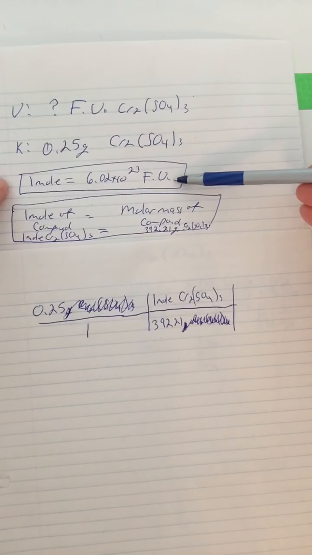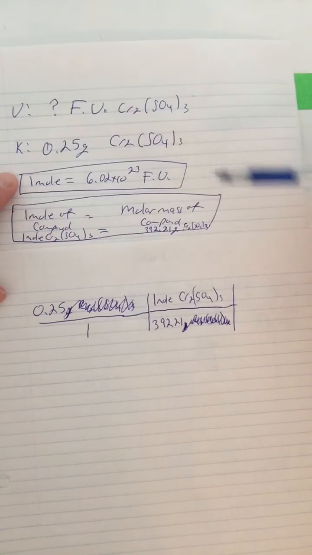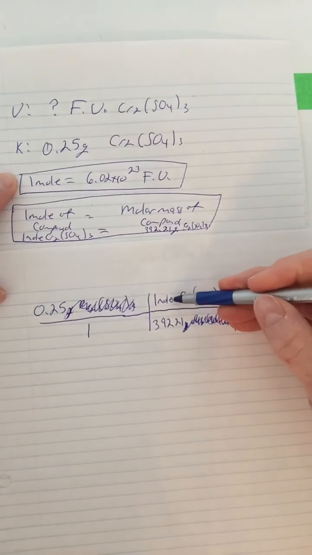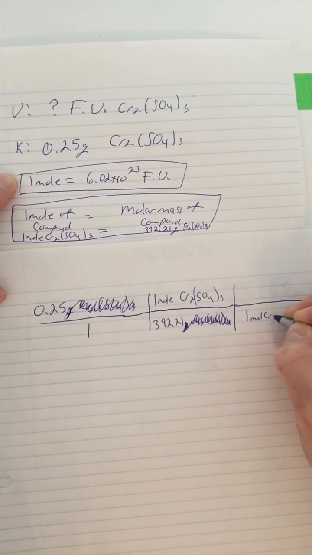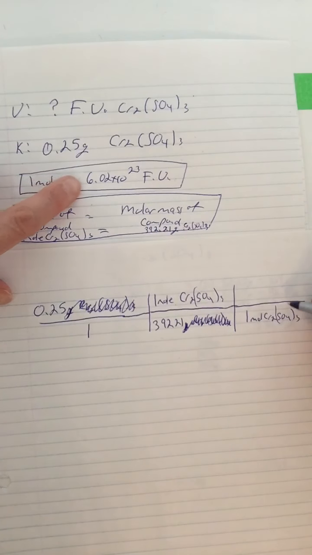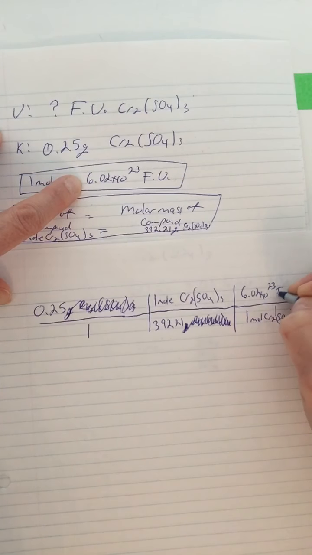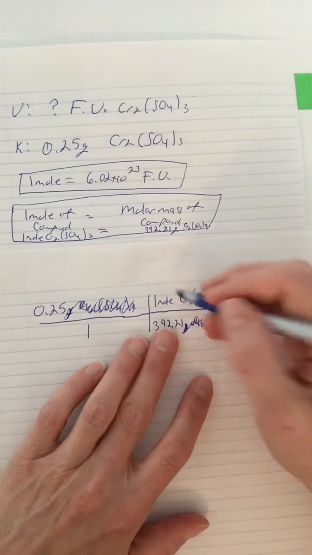So now I have to find a conversion factor that goes from moles to formula units, which I have right here. I make another bunk bed. What goes on the bottom? I'm trying to get rid of moles. So I put the 1 mole on the bottom. And what goes on the top? 6.02 times 10 to the 23 formula units of the Cr2(SO4)3. This is awesome. I got rid of another unit.